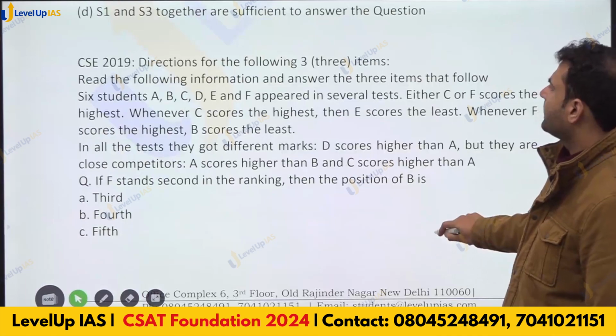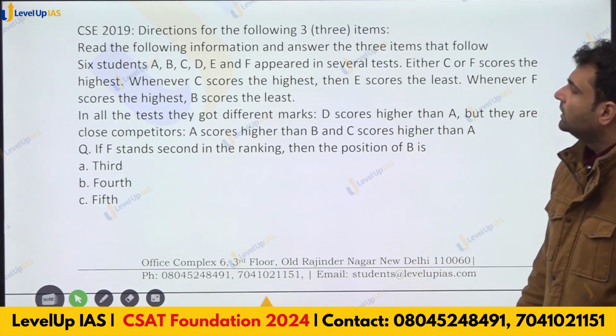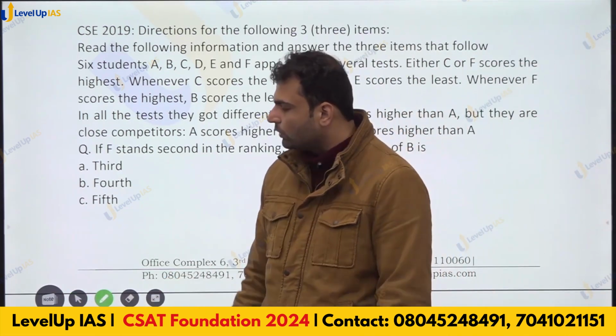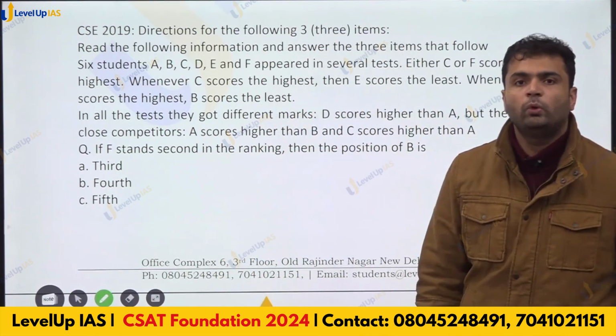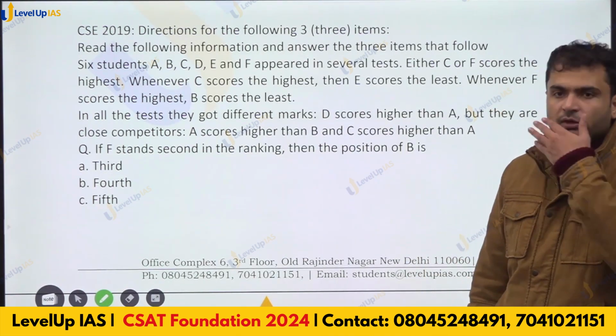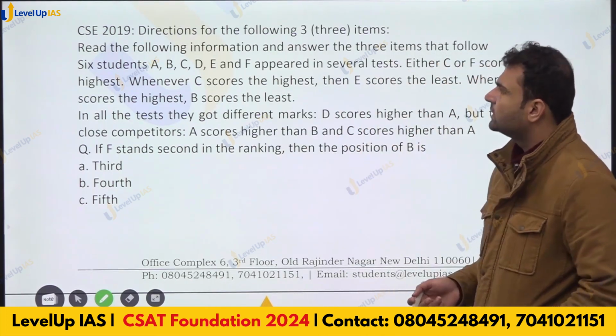Next question. We have some information. This is a data interpretation kind of question. We have some information, and there are 3 questions that follow it. These are again very good questions to attempt, because in one question you get 3 questions' worth of marks, that is 7.5 marks. The directions: read the following information and answer the questions.